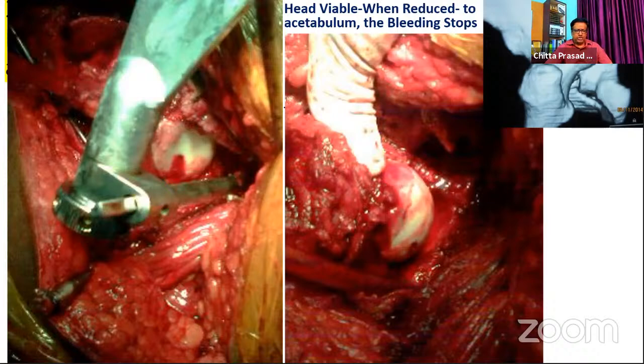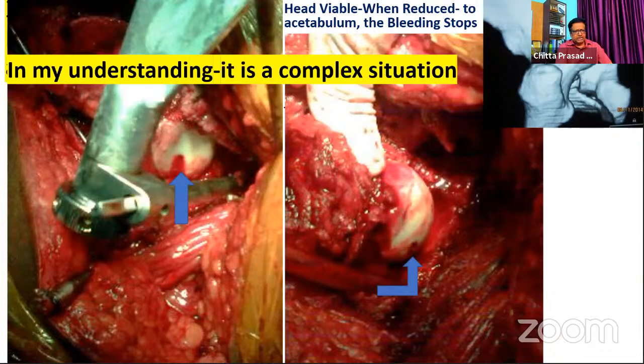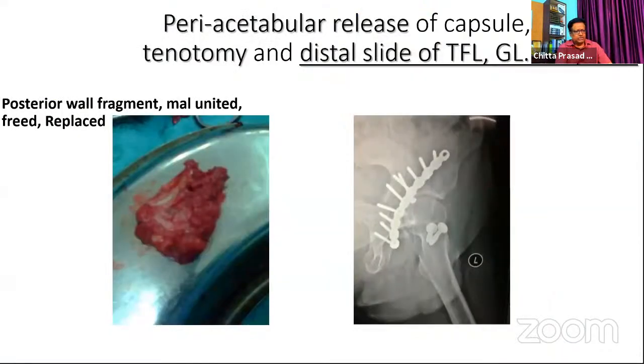So for the trochanteric osteotomy, to get it back to its position, I had to do something you do for the maximal release of the PIC. I had to elevate, taking care of the superior gluteal neurovascular bundle. I had to release the hip abductors and extensors from the outer surface of the ilium. And you see this was bleeding, and this stopped when it was reduced. And this is the defect which was seen. And this is the bone fragment which had united elsewhere and was still viable. And it was put back in place and fixed.